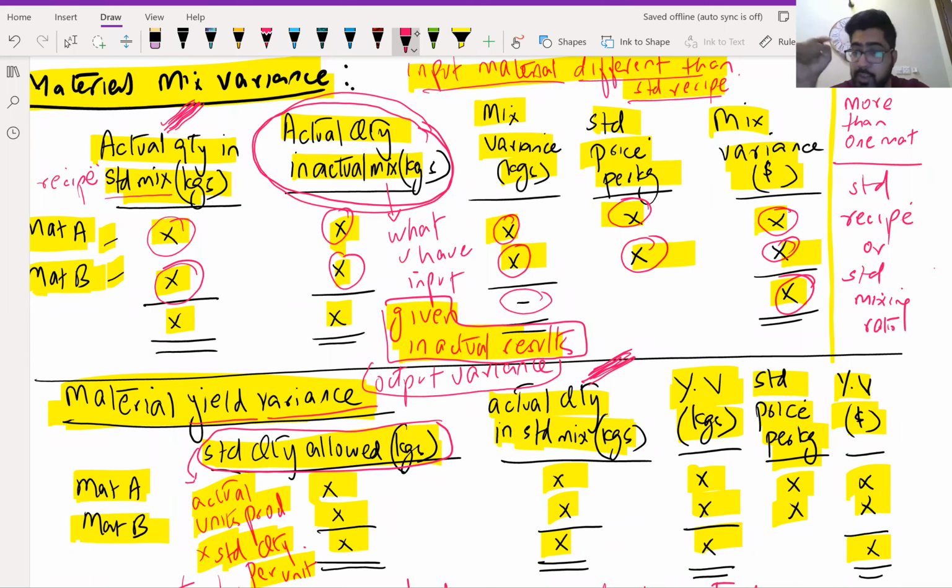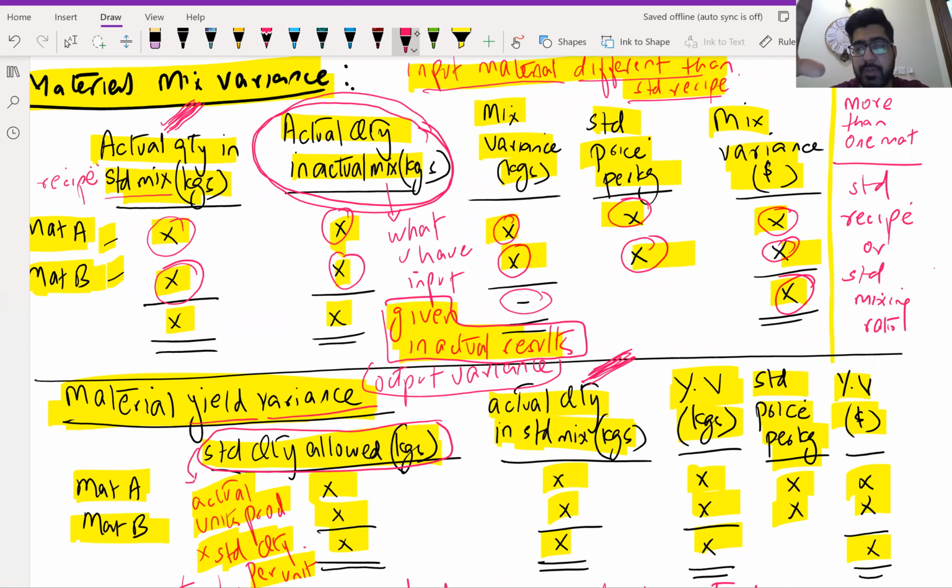So again, what is your job being a student? Learn the definition that mix variance occurs when the input material, what you have input, is different from the standard mix recipe. And output variance, yield variance, is when the output is different from the budget. Format: whatever materials, make the rows.